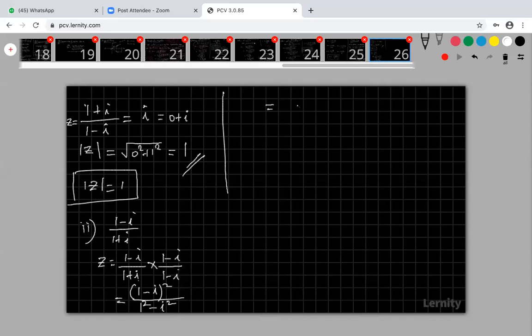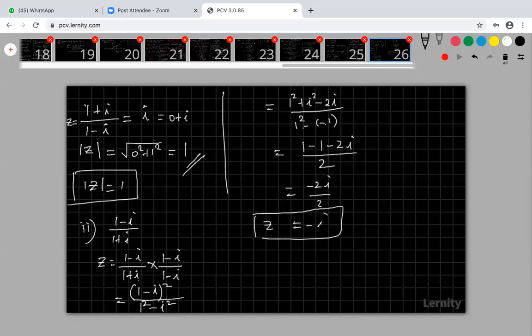Apply the a minus b the whole square formula: a square plus b square minus 2ab, divided by 1 square minus i square, which is minus of minus 1. So this is 1, this i square is minus 1, this is minus 2i, divided by 2. 1 minus 1 is 0, minus 2i by 2 is minus i. So my z is equal to minus i.